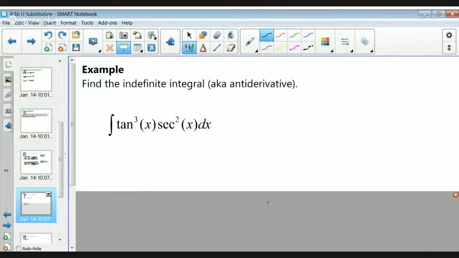Okay, well, what do you think we should let u be in this case? A good choice for u is going to be tangent of x, because what is the derivative of tangent of x? Secant squared x, right? Which is part of our integrand. So du is equal to secant squared x dx.